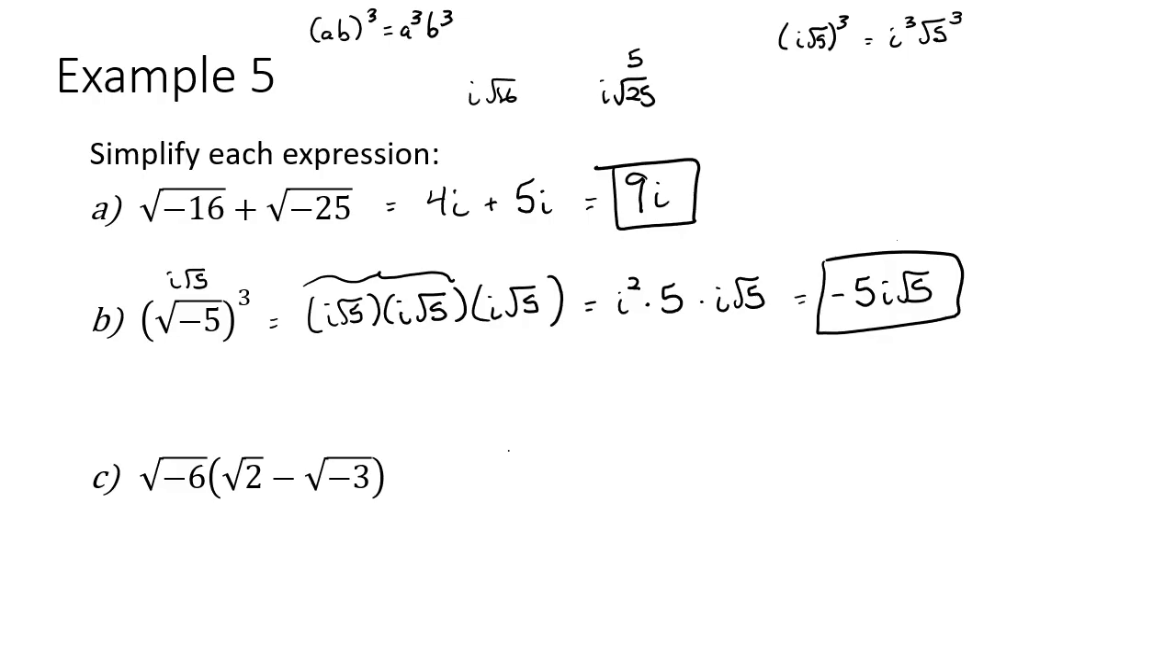Anytime you're working with i's or square roots of any type, and i is a square root, remember, it always comes in handy to multiply things in pairs, because pairs always simplify nicely. Whereas in this case, because we had an odd power, we had one left over.